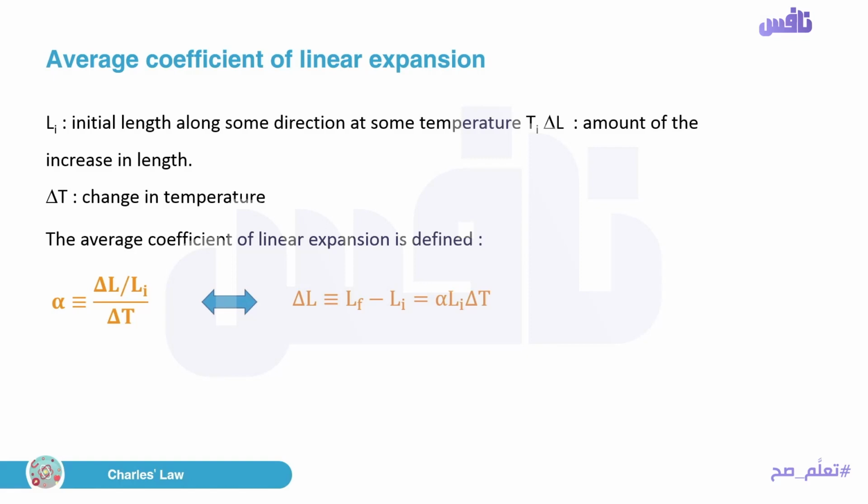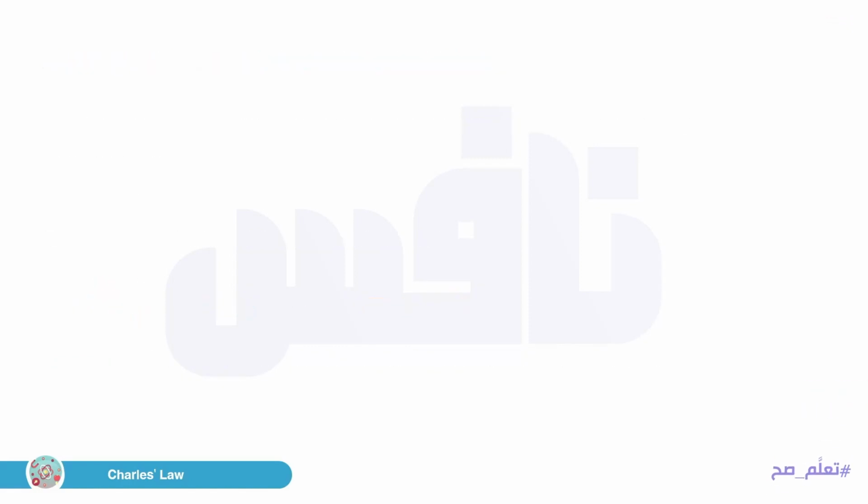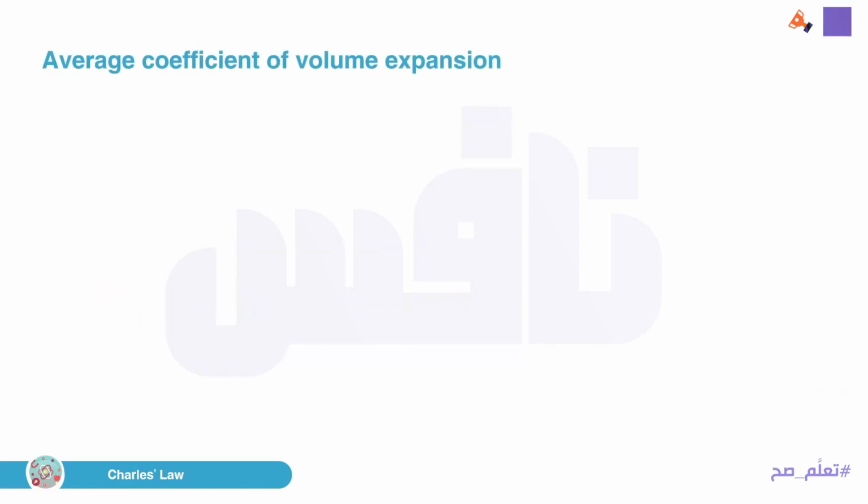My friends, the two equations are the same, but in two forms. As you like, use the first one or the second. All of them are the same. So finally we can say that the change in length of an object is proportional to the change in temperature. And now, the average coefficient of volume expansion.